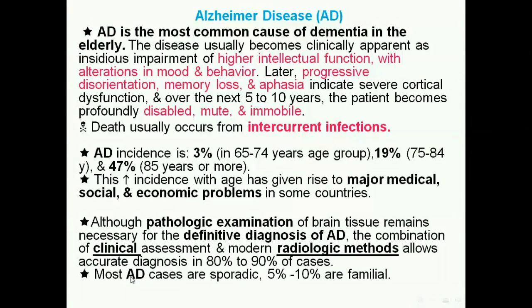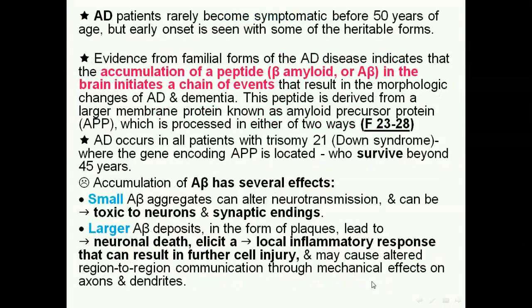Now, most Alzheimer's cases, as we said, are sporadic, but 5 to 10% of them are familial, and we're going to talk about this familial form. As we said, Alzheimer's patients rarely become symptomatic before the age of 50 years. This is for sporadic cases. But in the familial cases, since they're heritable, they can have the onset of symptoms earlier than the others.